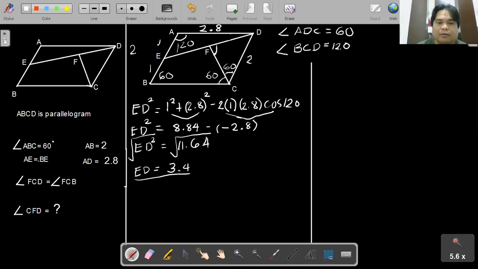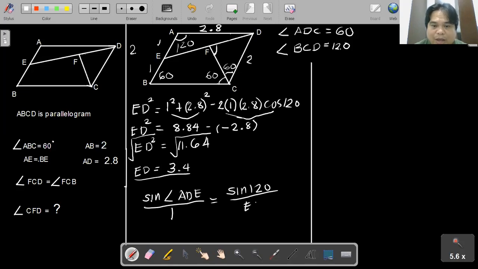Now, the next thing for me to solve is this angle, angle ADE. But since we have already solved for line ED, I can now solve angle ADE by using the sine law. So I'll use sine law: the sine of angle ADE over its opposite side, which just so happens to be 1, is equal to sine of 120 over its opposite side, ED. And we have already solved for ED. So this is already pretty much easy.